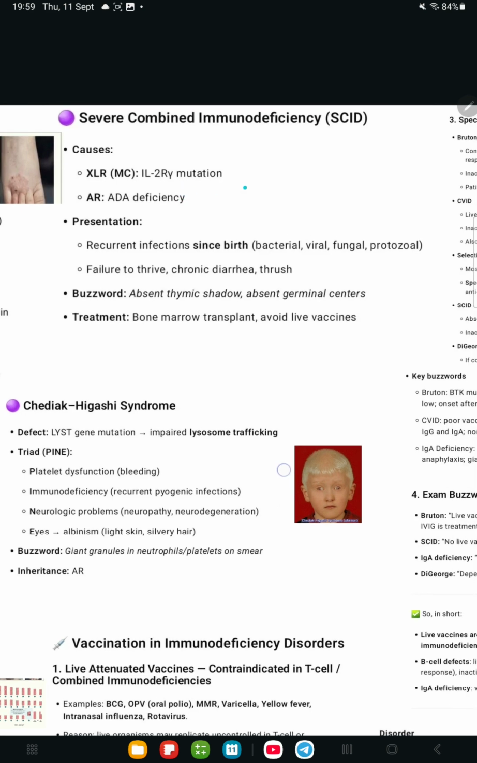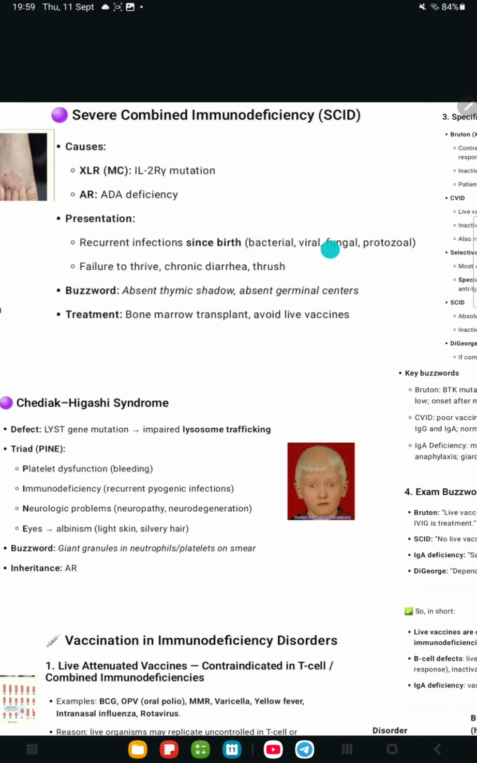Presentation how? Recurrent infection since birth, failure to thrive, chronic diarrhea, thrush. Buzzword here will be absent thymic shadow, absent germinal centers, and treatment here is like nothing is there. So bone marrow transplantation has to be done, and avoid the live vaccines.